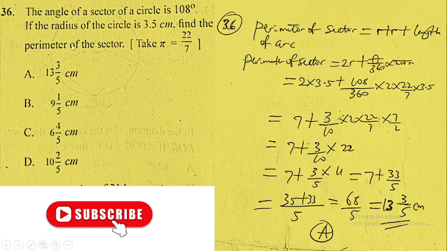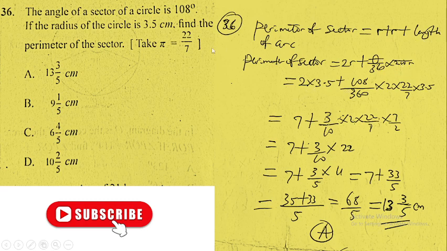So what will make the perimeter of a sector? That will be the two radii plus the length of an arc. That is what gives us the perimeter of a sector. So perimeter of a sector is the radii, which is r plus r, that will give us 2r, plus the length of an arc. And what's the length of an arc? Theta over 360 times 2 pi r.